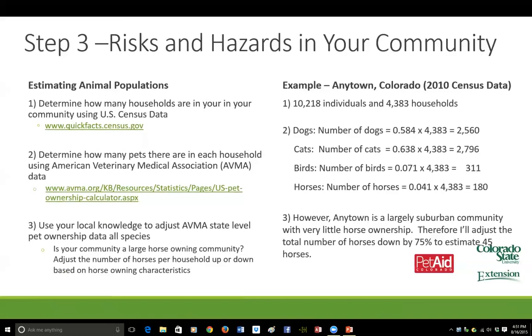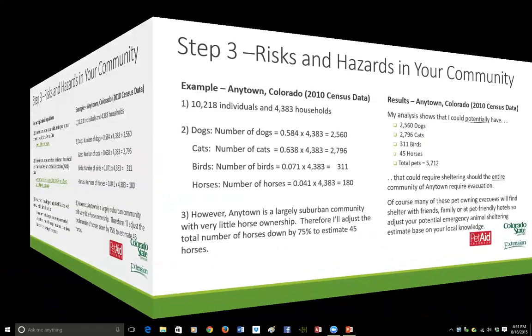I combine the total I get for each species to get a grand total of 5,847 possible animals in Anytown. But keep in mind that the AVMA calculator uses national averages for its calculations. So I know that I have to use my local knowledge to adjust accordingly. In this example, I know that Anytown is a largely suburban community with very low ownership of horses. So I'll adjust my horse total population down by 75%, which leaves me with only about 45 horses to be concerned with.